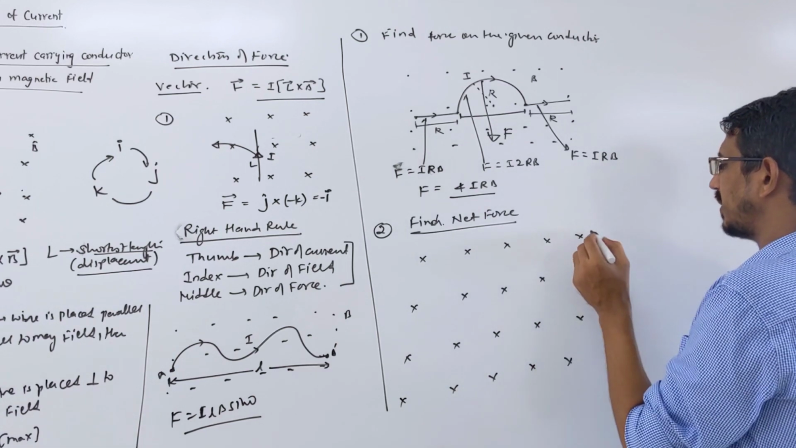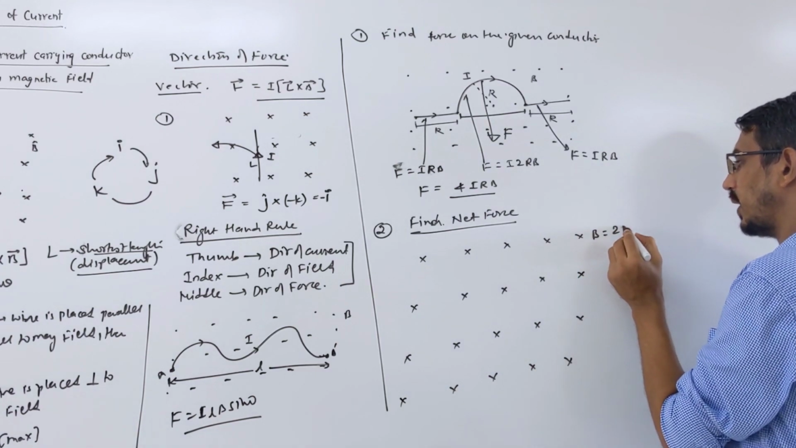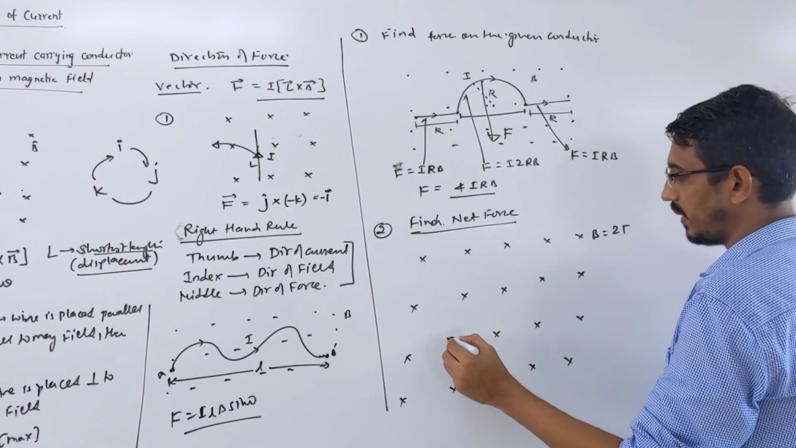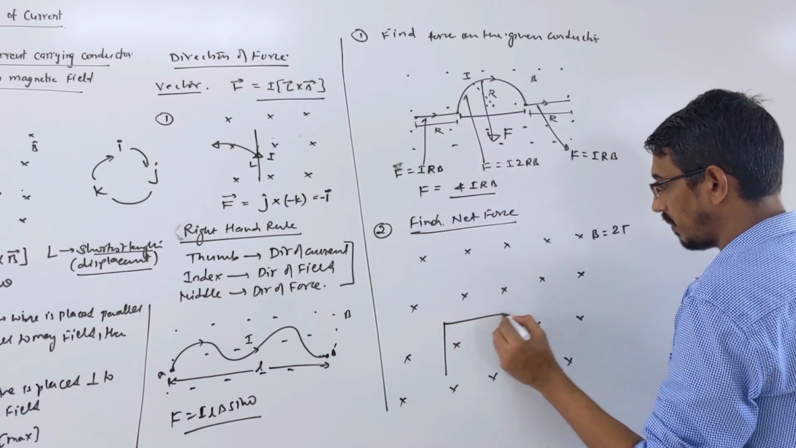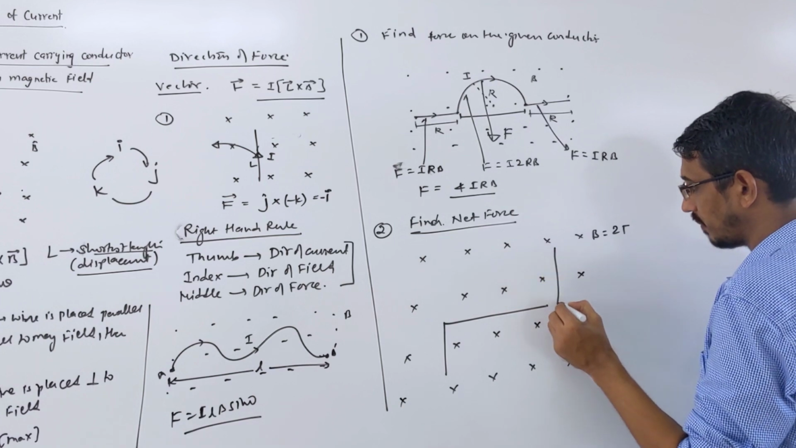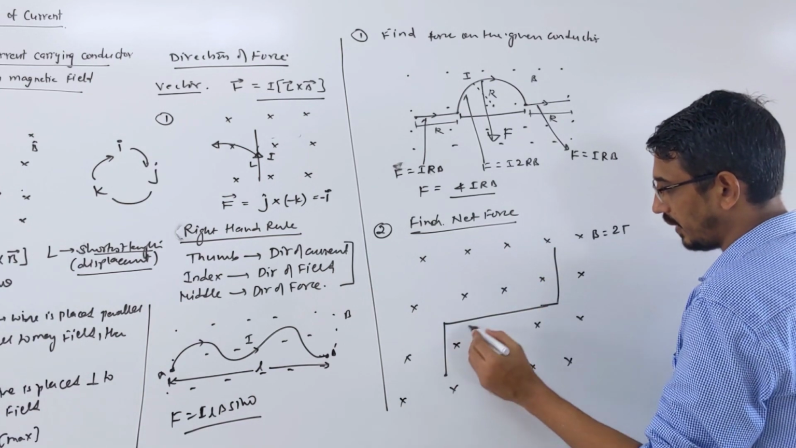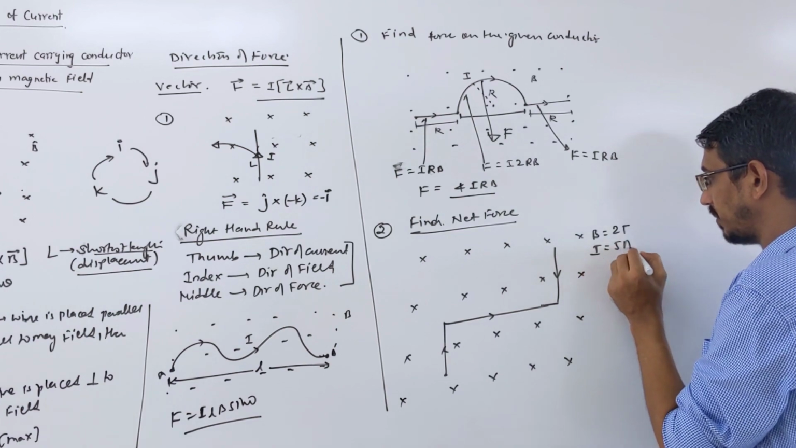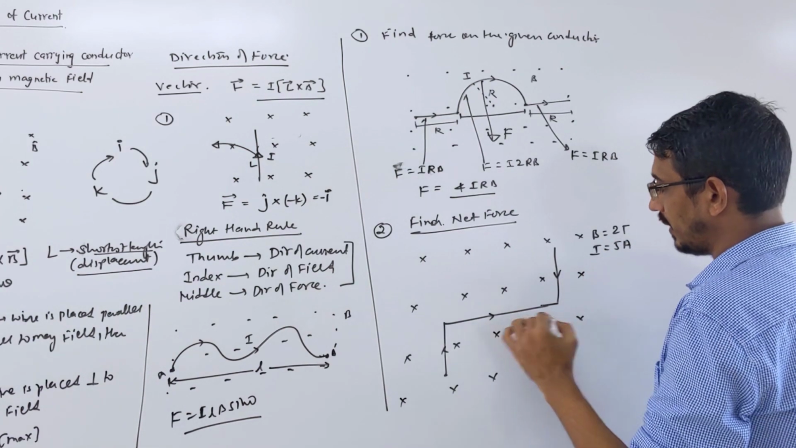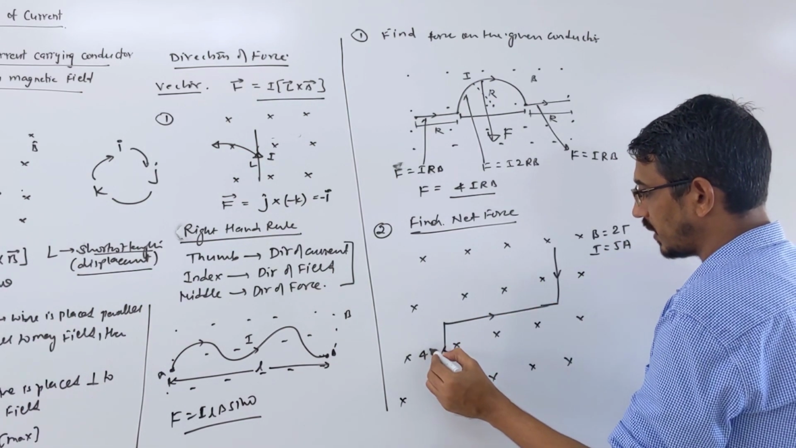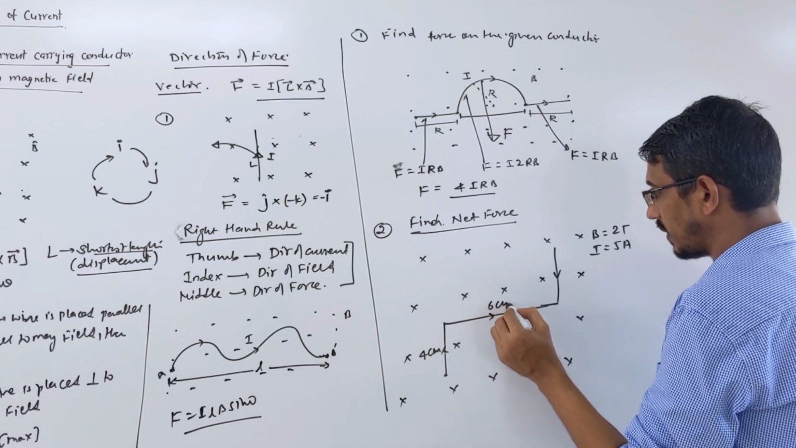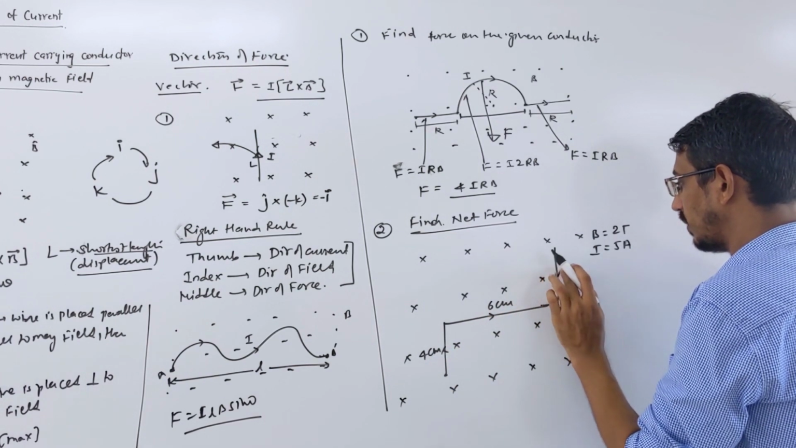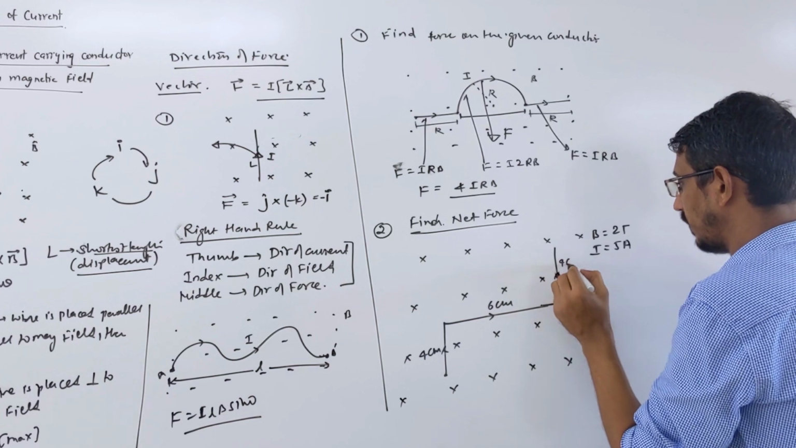Some strength was given, suppose 2 Tesla magnetic field is given, and a wire of this shape was given, like this shape wire. The current flowing through that wire was given, suppose current I is 5 ampere. The length of this element was given as 4 centimeter, this was given 6 centimeter, and this was given 4 centimeter.